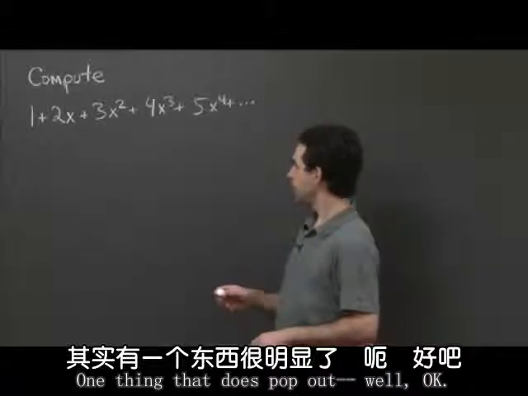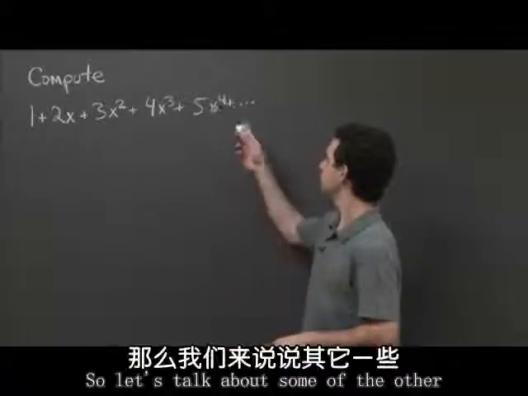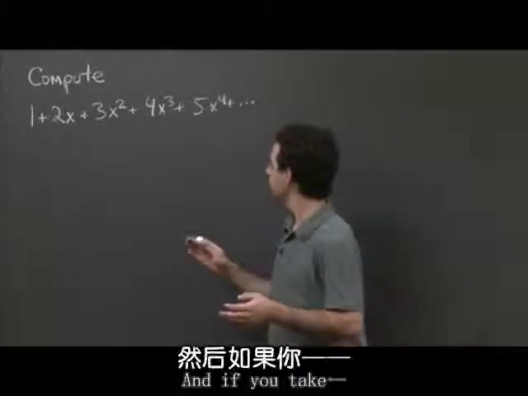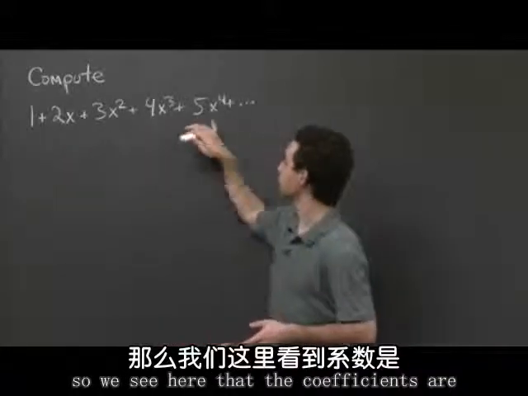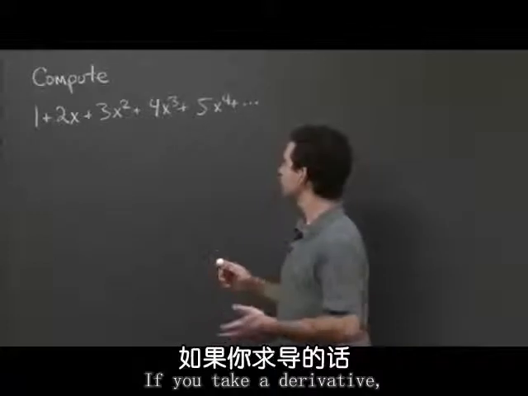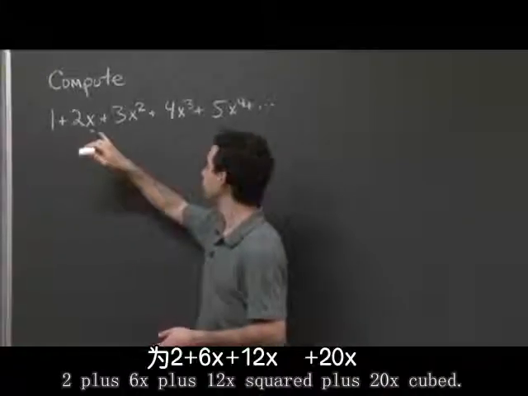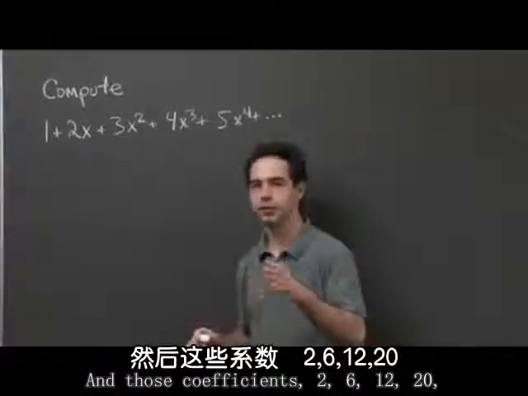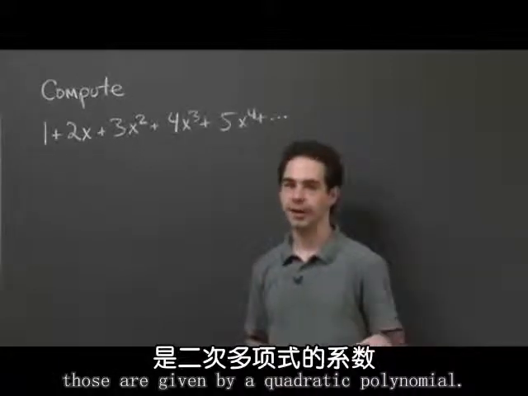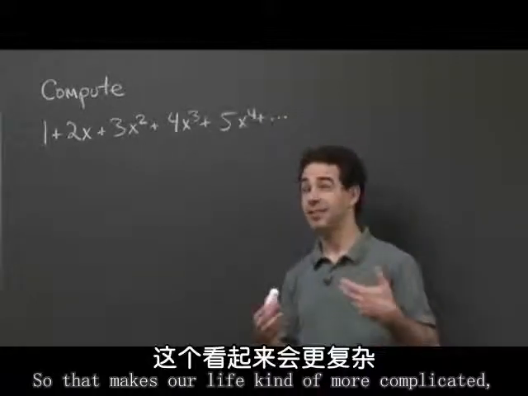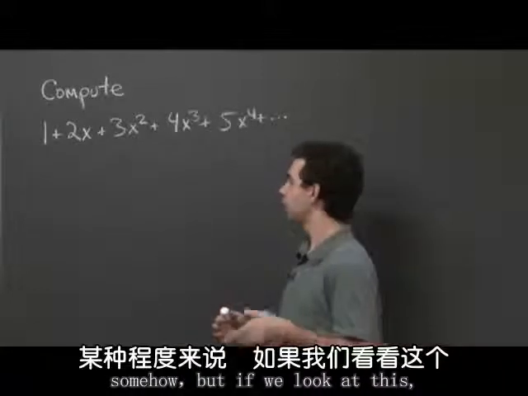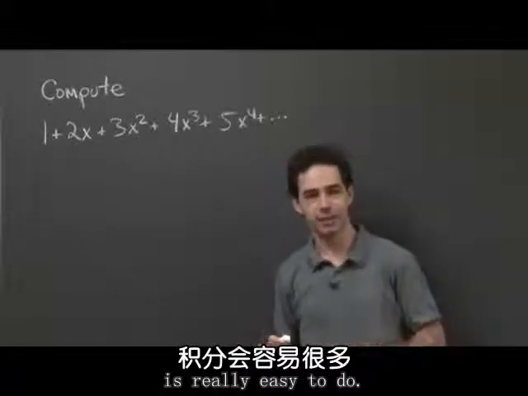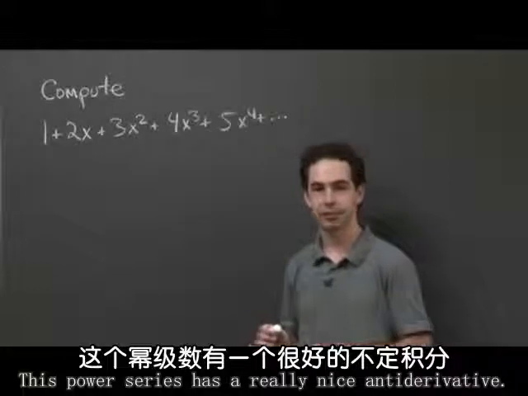Let's talk about some of the other tools I mentioned. We have calculus on Taylor series. So we have differentiation. You see here that the coefficients are a linear polynomial. If you take a derivative, this becomes 2 plus 6x plus 12x squared plus 20x cubed. And those coefficients, 2, 6, 12, 20, are given by a quadratic polynomial. So that makes our life more complicated somehow. But if we look at this, we see that integrating this power series is really easy to do. This power series has a really nice antiderivative.